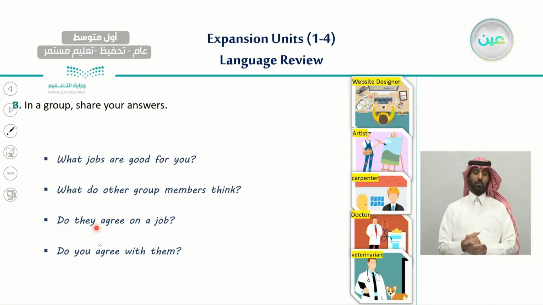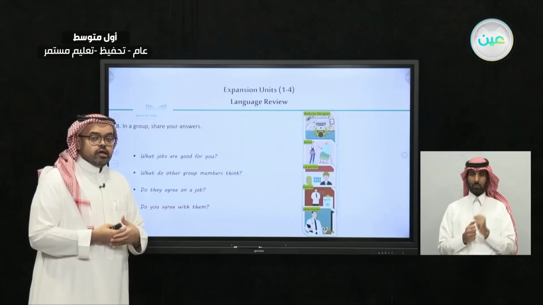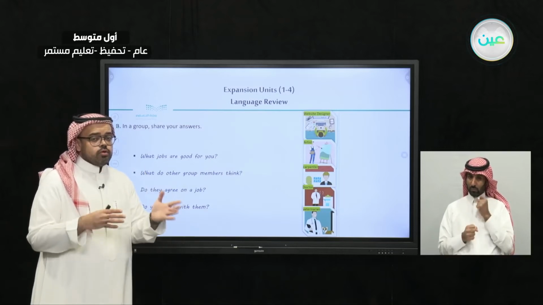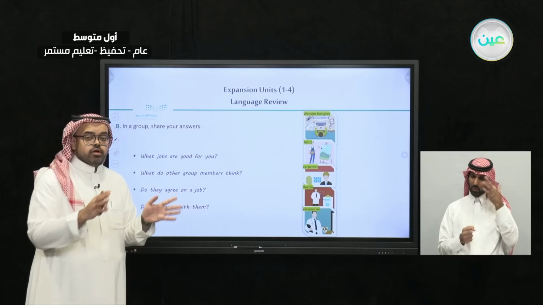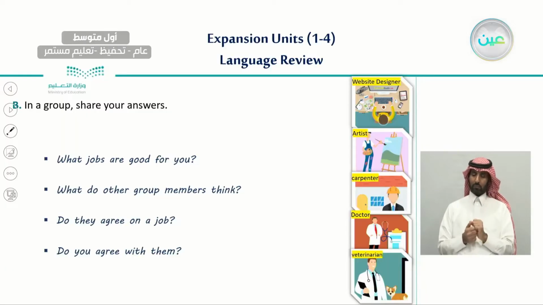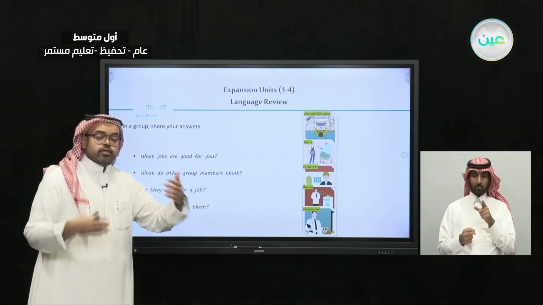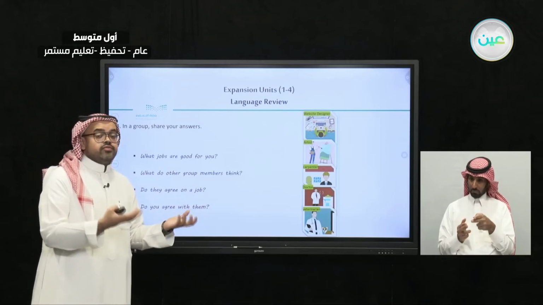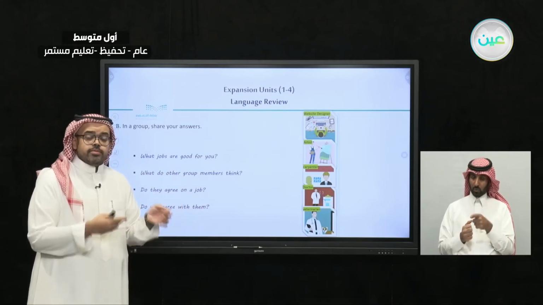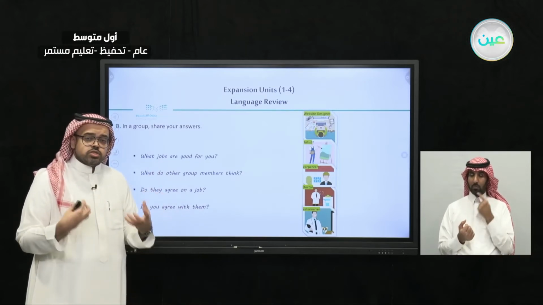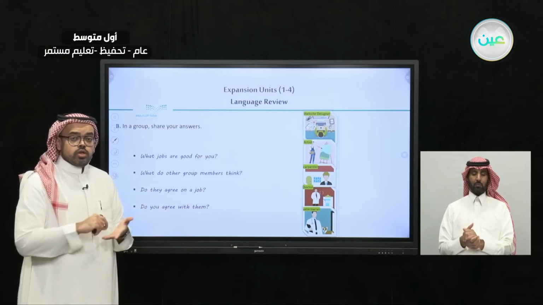And also, do they agree on a job? It's very important that you can say whether all of them agree on one job that is suitable for you, or whether each one of them has a different opinion. And lastly, do you agree with them? So when you think of the job that is suitable for you and you share it with the group, do they agree on one job? And if they do, do you agree with them that this job is the perfect job for you? So just think of this question when you finish the survey.